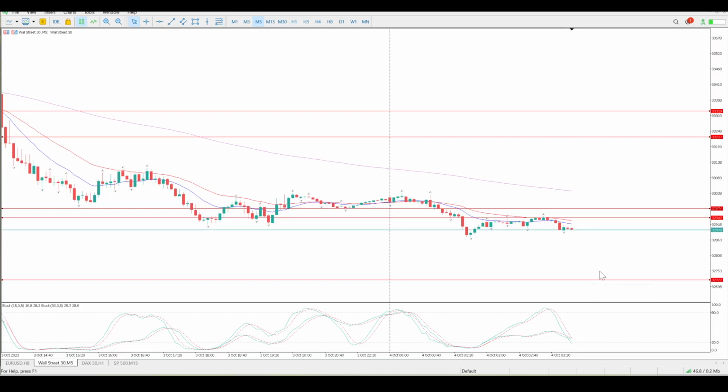Okay, anyway, that's kind of my view for today. It's short until it's not. Just you want to be short off structure. Don't just jump in for the sake of jumping in. Wait for the retest, wait for the signal, and then jump in, and you will be making some money.